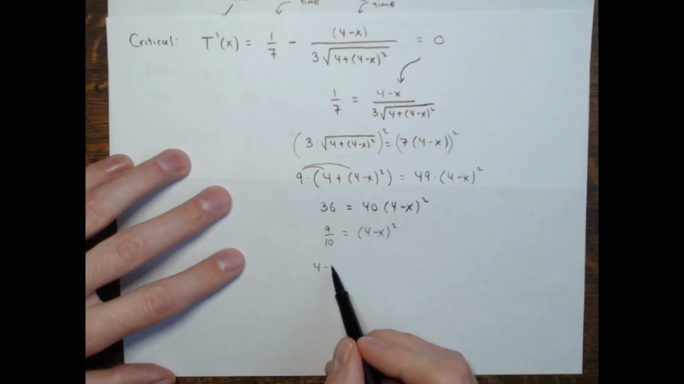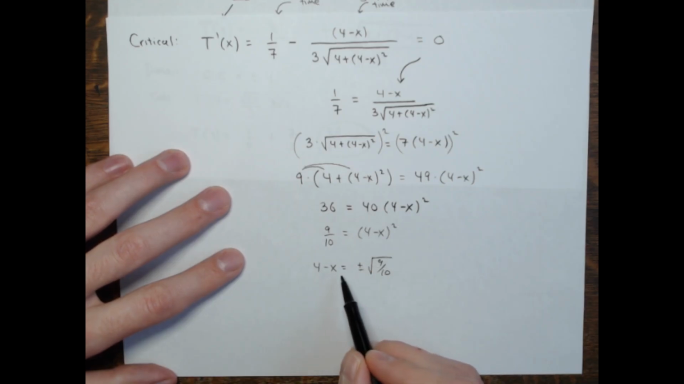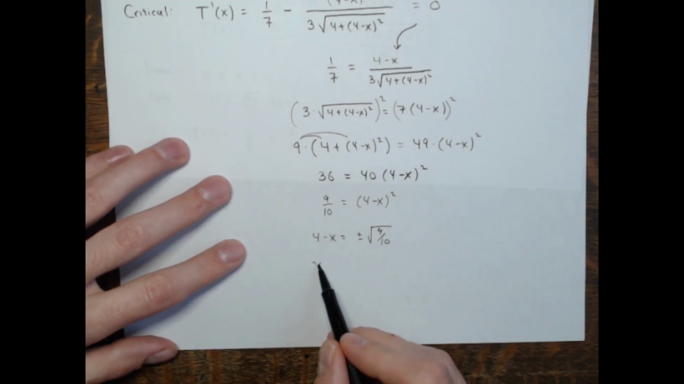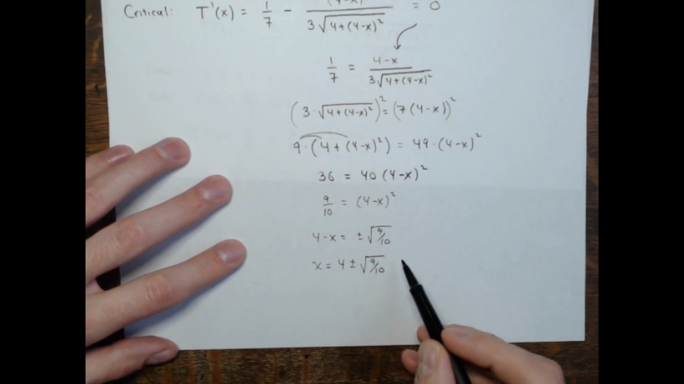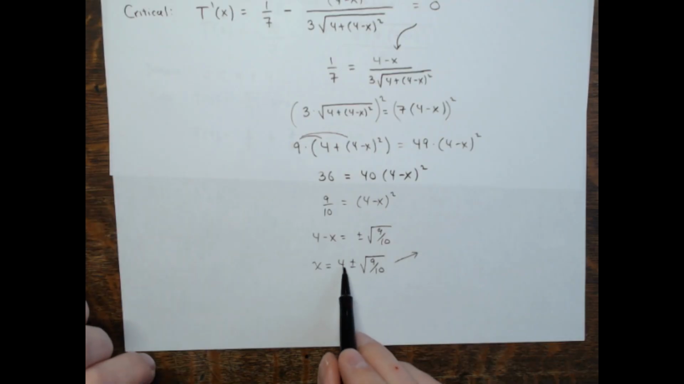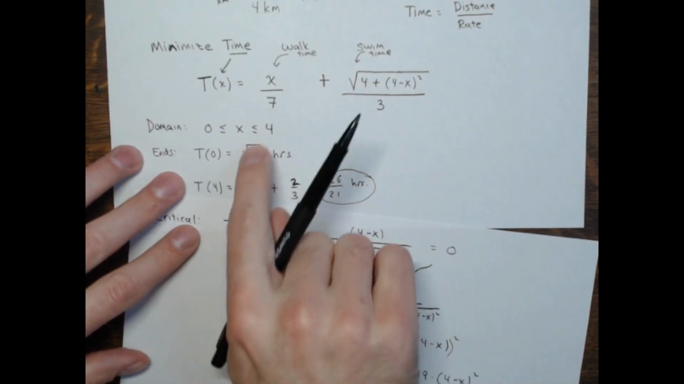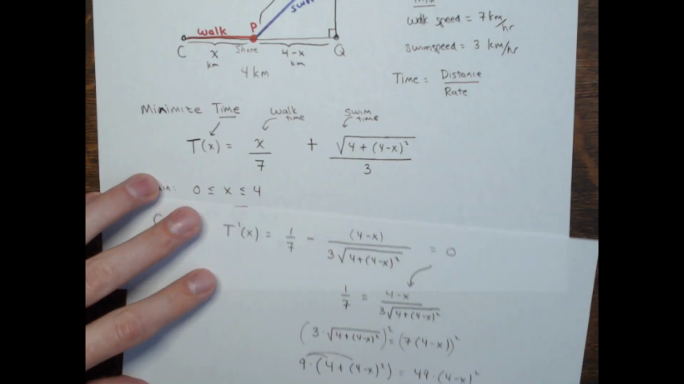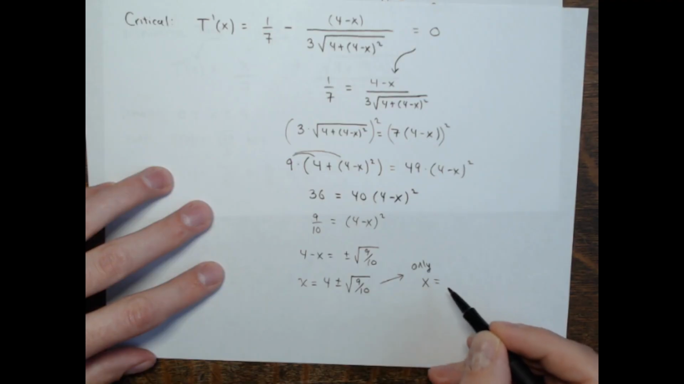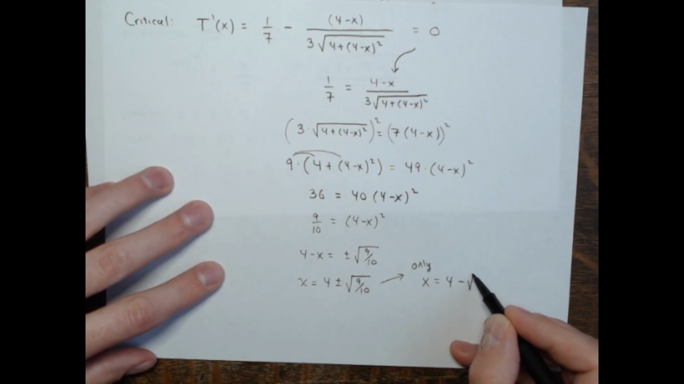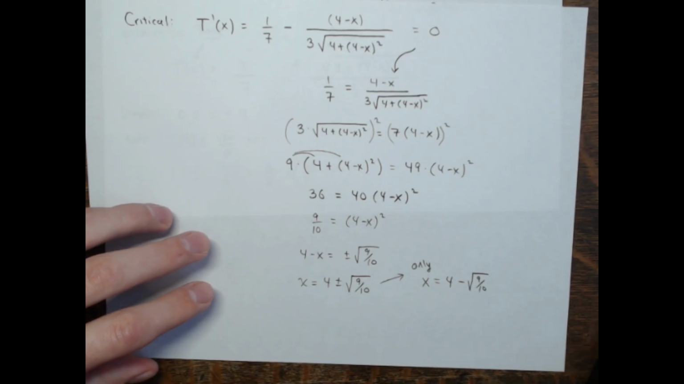Square root of both sides, so 4 minus x is going to be positive or negative square root of 9 tenths, which I'll leave that way. And then I subtract this. So x is going to be equal to 4 plus or minus the square root of 9 tenths. But the only one that makes any sense is the one with the minus, because 4 plus the square root of 9 tenths would be too big. Remember, x can't be bigger than 4. I can't walk more than 4 miles here beyond point Q. So the only one that makes any sense is when x equals 4 minus the square root of 9 tenths. I think that's what they want, right?